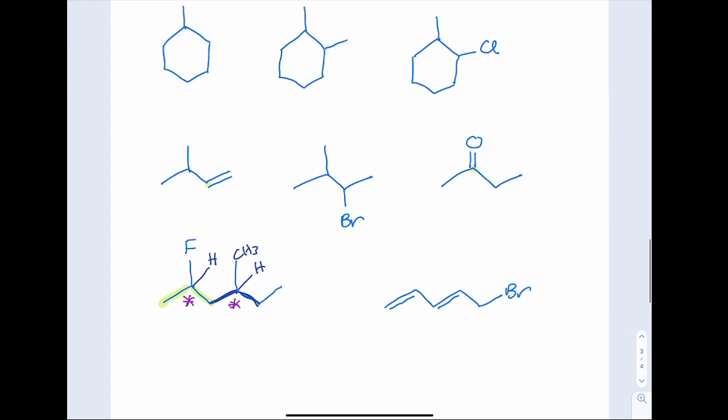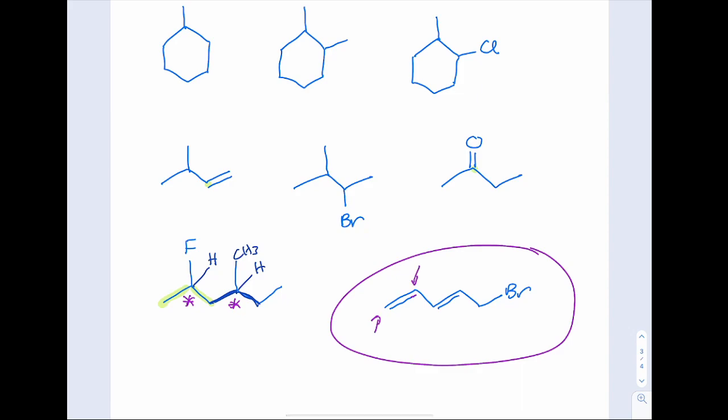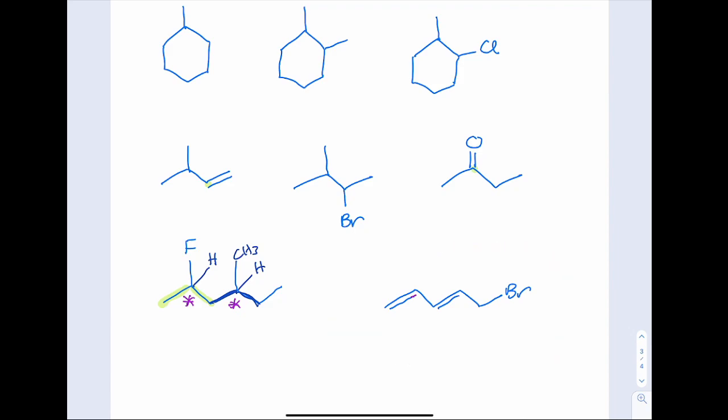I'm going to look at this one next. And again, I'm going to ignore this carbon because it's not sp3. This isn't sp3. This isn't sp3. This isn't sp3. So none of those are options. And then this one, I have 2 hydrogens on it. So no chiral centers on that molecule at all. Right? Those are the only carbons I have. I don't have a carbon that's bonded to 4 different things. So no chiral centers.